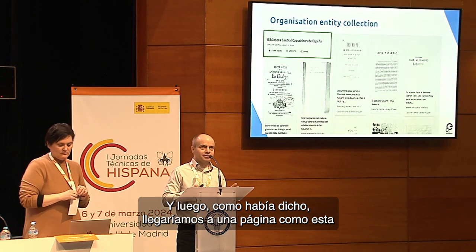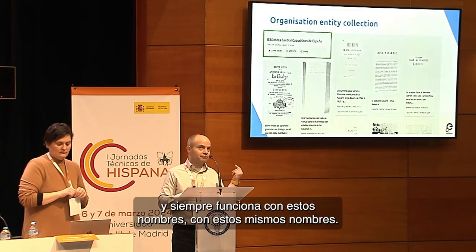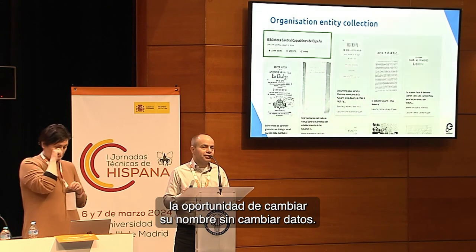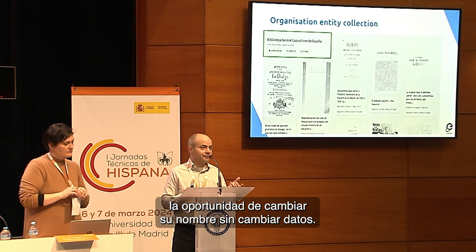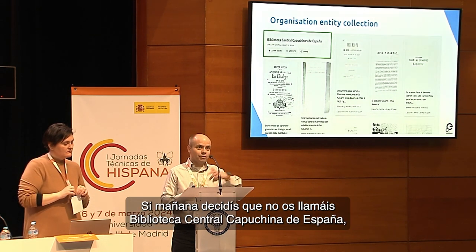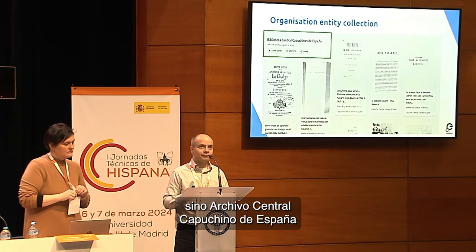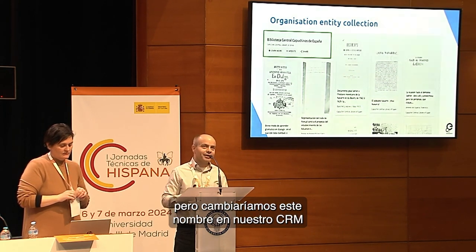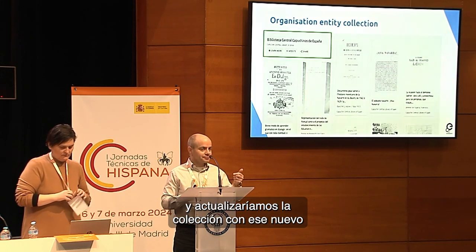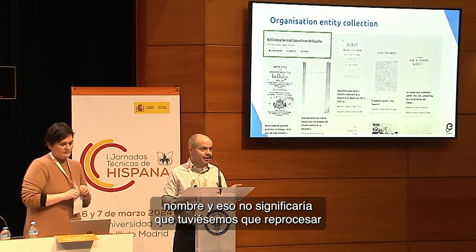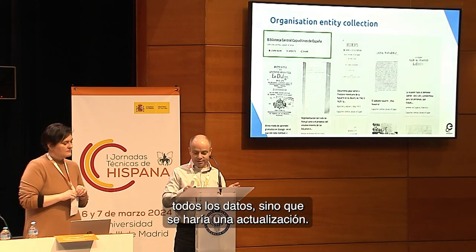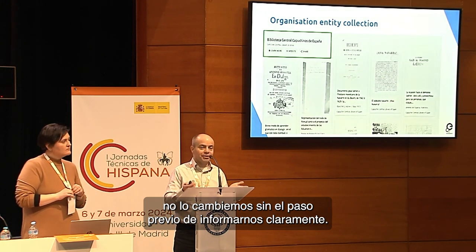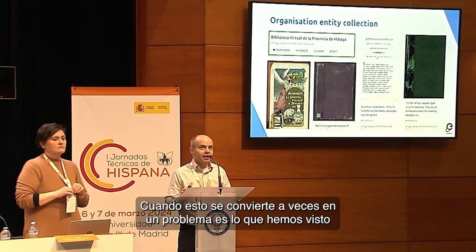Let's skip this. And then, as said, you will get a page like this. And it always works with these names, with the same names. The beauty of this is we could even have a chance to change your name without processing your data. So if you decide tomorrow you're not called Biblioteca Central Cappuccinos de España, but, I don't know, Archivo Central Cappuccinos de España, something like this, probably very unlikely, we could only change the name in our CRM system and then update our entity collection with a new name, and it will be set. We wouldn't have to reprocess all the data. But it really is important that we stick to that name, that we don't change the name without keeping us informed.